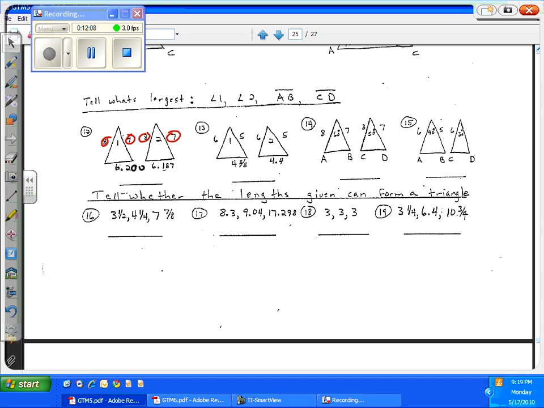If we add zeros to compare our decimal, then this is 6 and 200 thousandths. This is 6 and 187 thousandths. 200 thousandths is bigger. This is bigger, so the angle included is bigger. If two sides of one triangle equal two sides of another, then the larger third side has the larger included angle, so angle 1 is larger than angle 2.